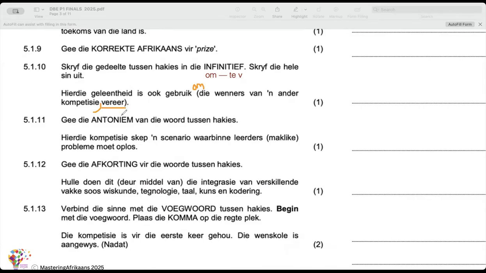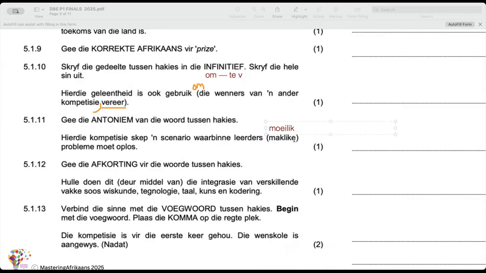Okay, antonym is the opposite. So what is the opposite of maklik? They love asking this word because everyone spells it incorrectly. Moeilik. So it's not M-O-O-I, it's M-O-E-I. Moeilik. And remember, you must keep it in the same form.